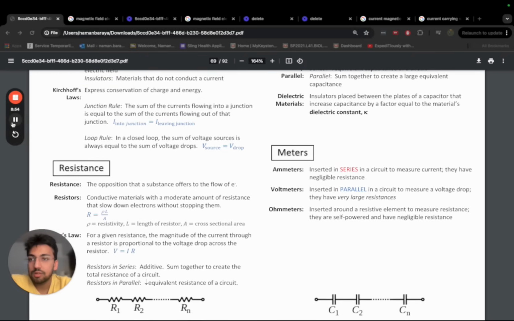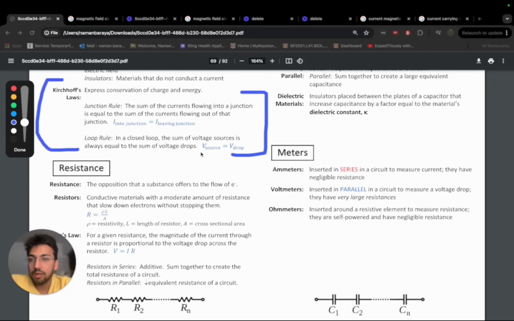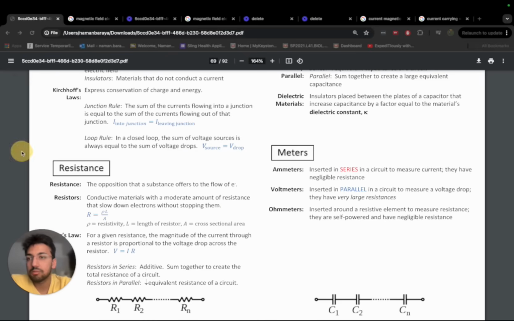Okay, Kirchhoff's laws are very high yield. It's probably going to show up at least once in your exam, which is that the current that's going into a junction is equal to the current that's leaving a junction. And we'll go into an example. And then we have the loop rule, which is that the sum of all the voltage sources equals the sum of the voltage drops. So this is V source equals V drop. And so let me show you an example on Google Images.